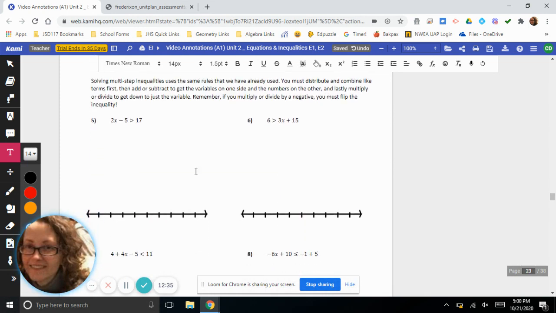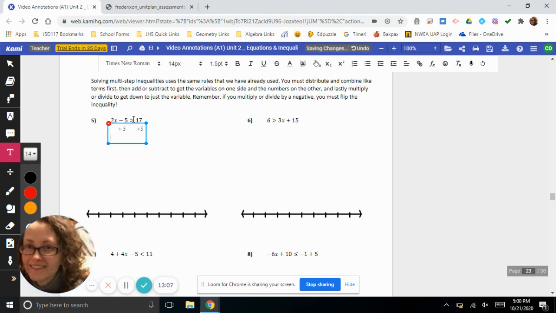So when I'm looking at solving multi-step inequalities, I'm going to look at those the same way I do an equation, unless I end up having to, at some point in solving, multiply or divide by a negative number. So here I'm just going to add 5 to both sides.